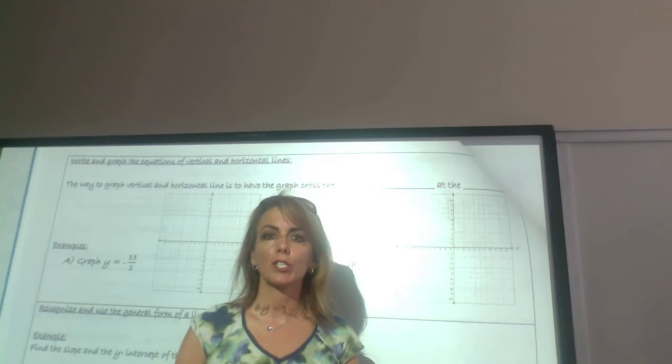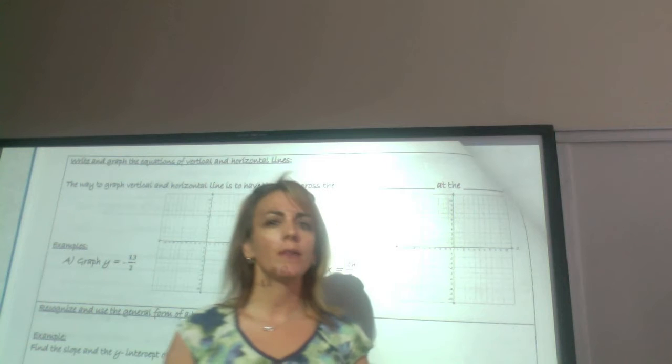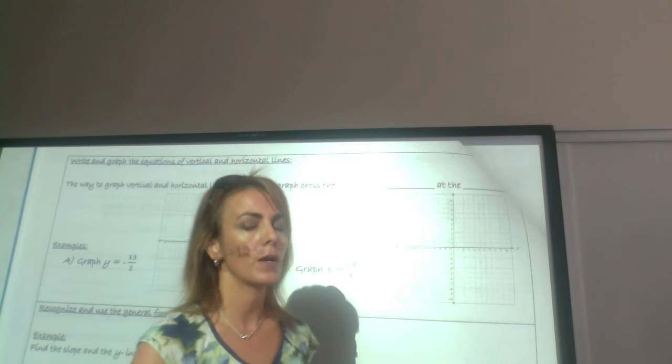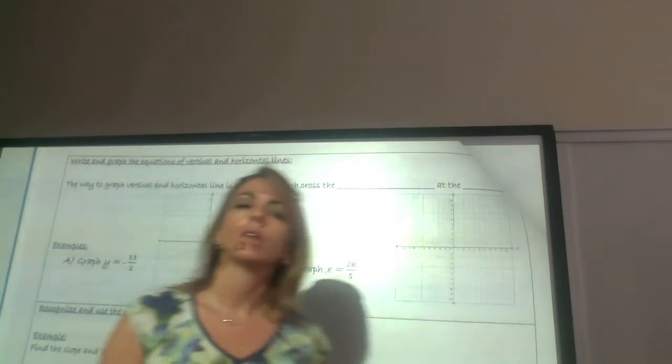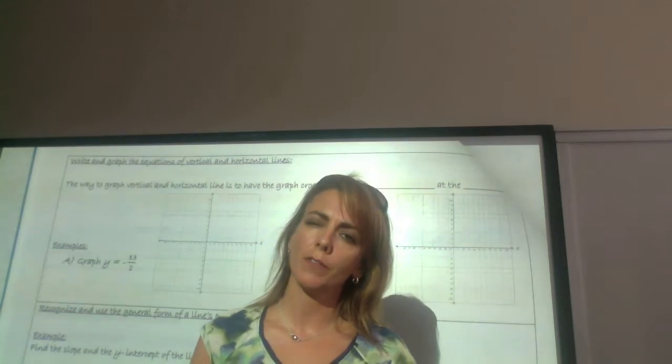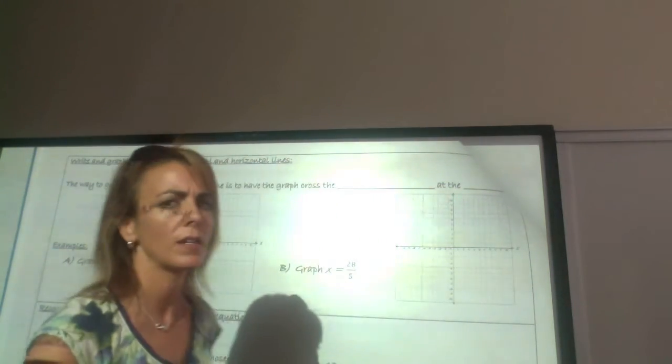Okay, welcome to part 2 of slope and equations of lines. In this video, we're going to talk about graphing horizontal and vertical lines. We're also going to talk about handling general form of a line, and then we're going to talk about average rate of change at the end.